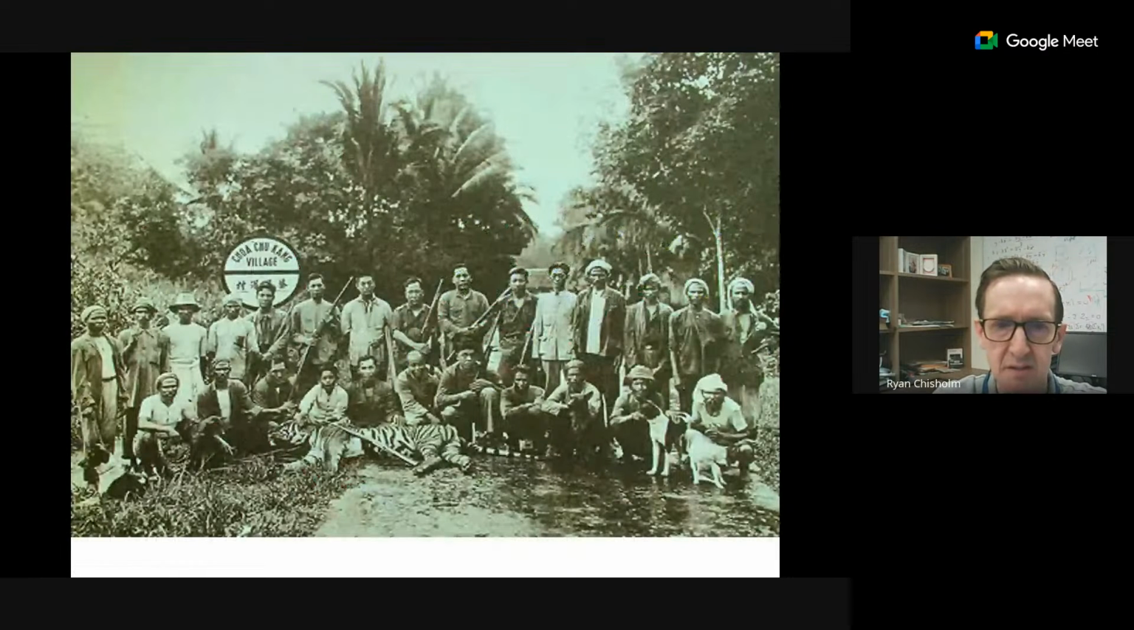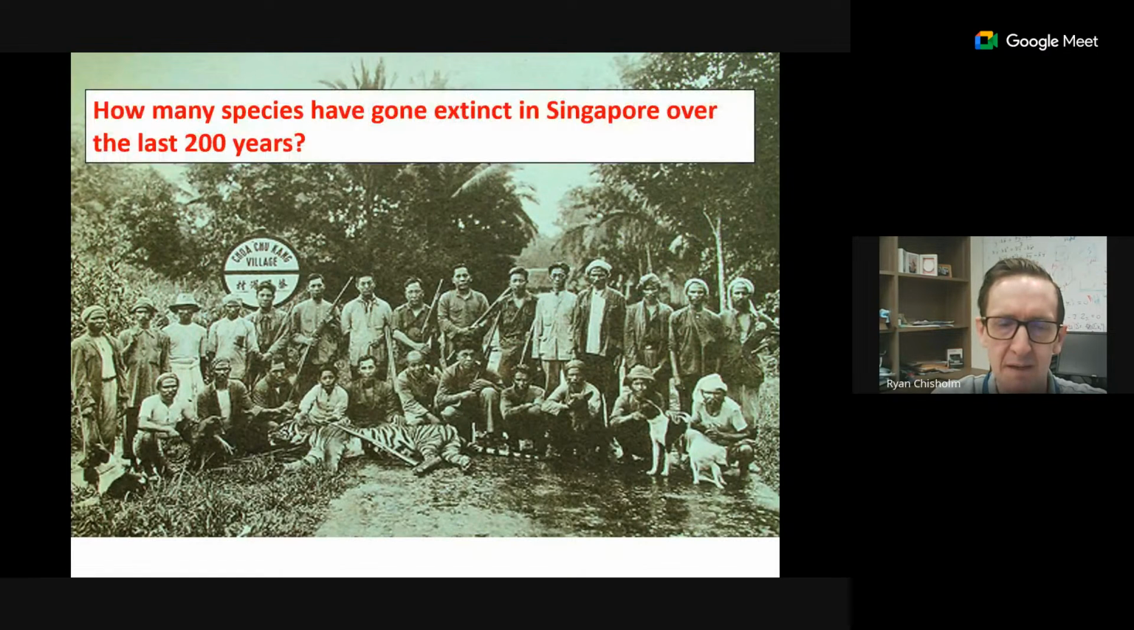In terms of extinctions, one of the most charismatic animals to disappear was the tiger. We had tigers here until the 1930s, but many other species have gone extinct as well, although there's some uncertainty surrounding that figure. The goal of this project was to estimate how many species have gone extinct in Singapore over the last 200 years. We did this with a combination of historical data and modeling.